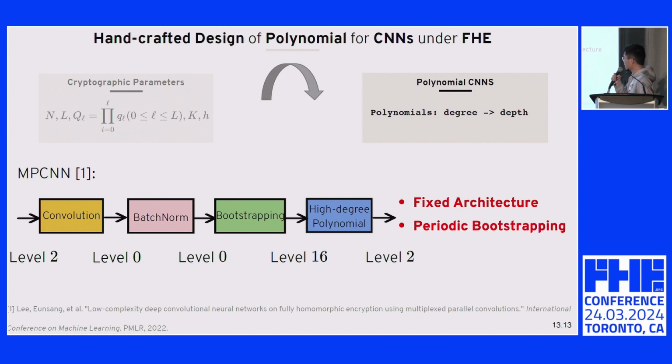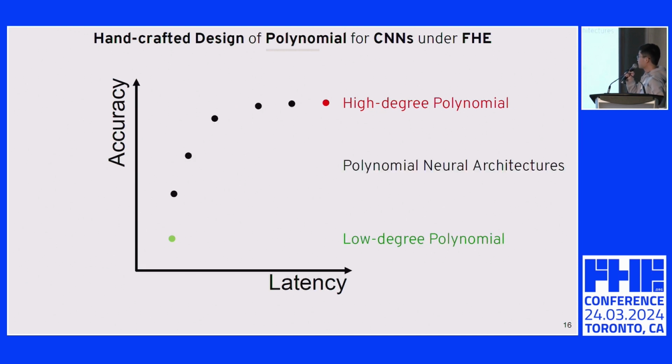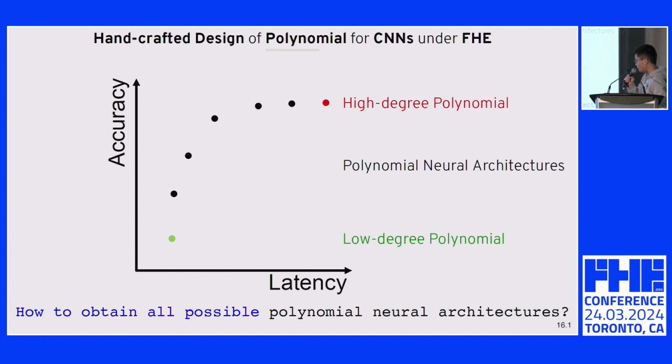So we say they have to periodically call bootstrapping, and the number of bootstrapping calls is very high, the same as the number of convolutional layers. The problem is that because you use a lot of bootstrapping, we can estimate the latency is very high and the memory is also very high. So this is an example of using a manually designed high degree polynomial to replace ReLU. Simply, we can also use a low degree polynomial to replace ReLU and get an architecture. Intuitively, there are a lot of polynomial architectures between the high degree and the low degree polynomials. How can we obtain all possible polynomial neural architectures?